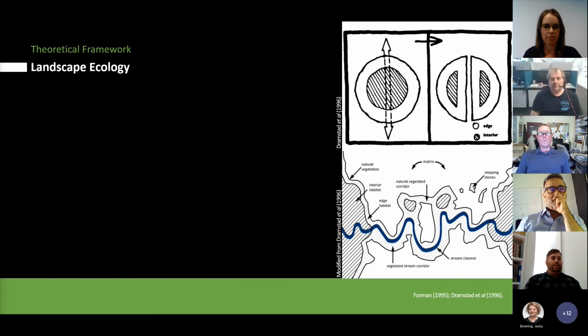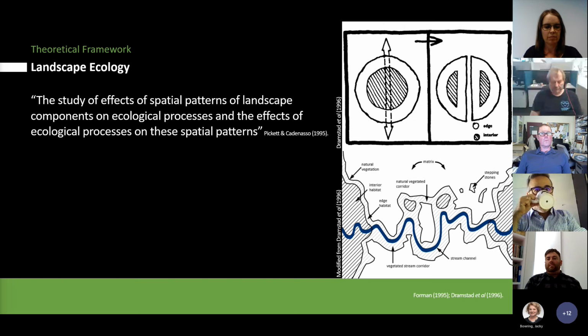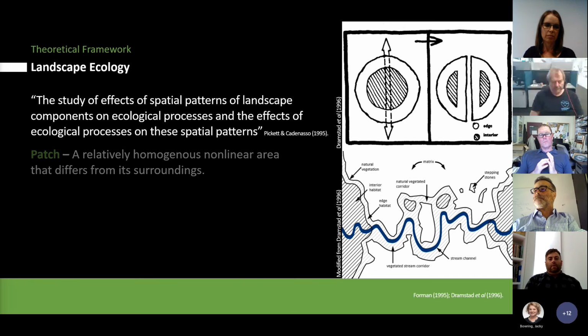We'll move on to the theoretical framework now, which is landscape ecology. We'll be using a fairly basic or standard theory here. The definition provided by Pickett and Cadenasso is the study of effects of spatial patterns on landscape components, on ecological processes, and the effects of those ecological processes on those spatial patterns. And the research will use the patch-corridor-matrix model developed by Forman.